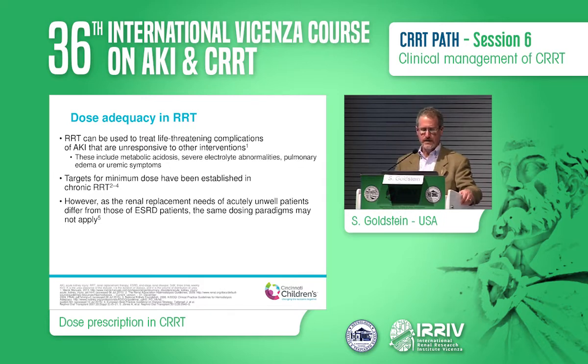We know that renal replacement therapy can be used to treat life-threatening complications of AKI that are unresponsive to other interventions, such as metabolic acidosis, severe electrolyte abnormalities, pulmonary edema, or uremic symptoms. There have been targets for minimum dose, and these have been established for chronic renal replacement therapy. However, as the renal replacement therapy needs of the acutely unwell patient differ from those of ESRD patients, the same dosing paradigms may not apply.